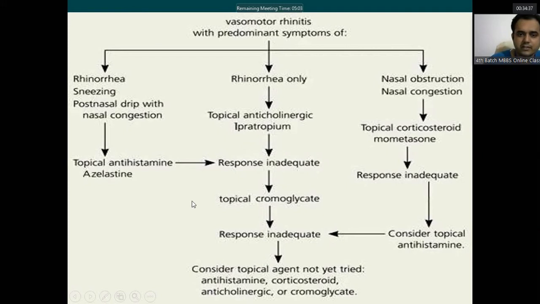If the response is inadequate, then you can give topical cromoglycate. And still, if the response is inadequate, then consider topical agents not tried, like antihistamine, corticosteroid, anticholinergics, or cromoglycate. Similarly, if there is nasal obstruction or nasal congestion, then topical corticosteroid or mometasone is given. If the response is good, you just stop there. If it is inadequate, then you also add an antihistamine.